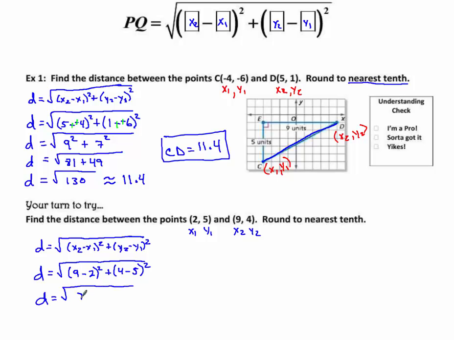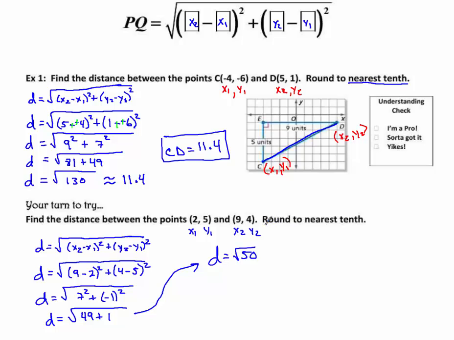So 9 minus 2 is 7 plus 4 minus 5 is negative 1. And what you have to be careful about is make sure that you keep track of your pluses and your minuses. Use parentheses to keep things organized. So the square root of 49 plus negative 1 squared is negative 1 times negative 1, which is positive 1. Again, I'm out of room. I move up here. D equals the square root of 50.